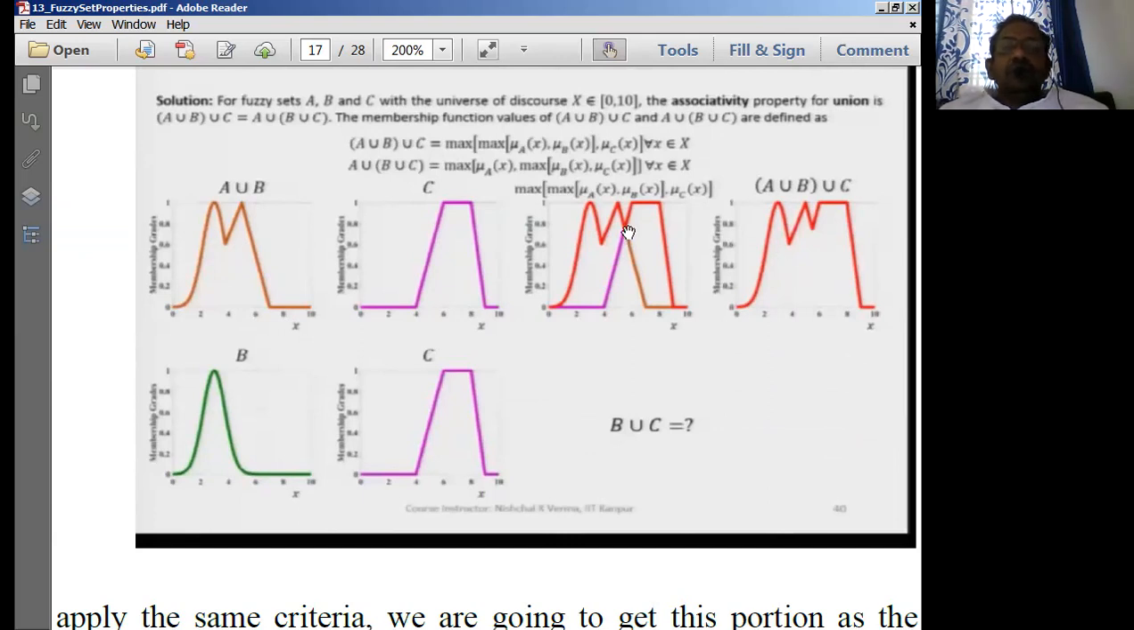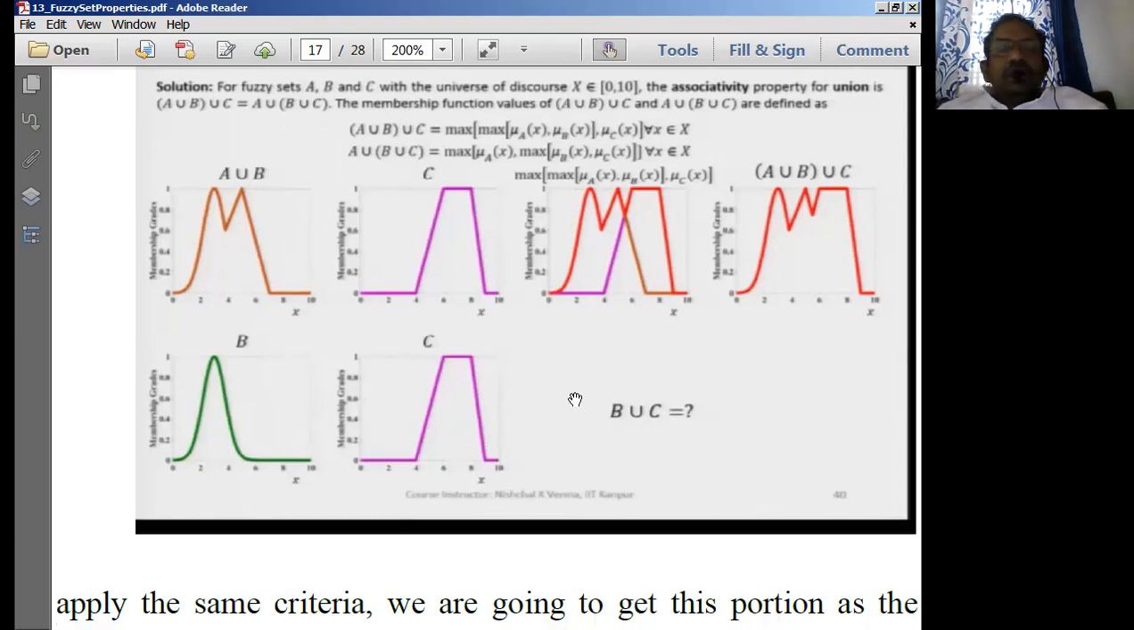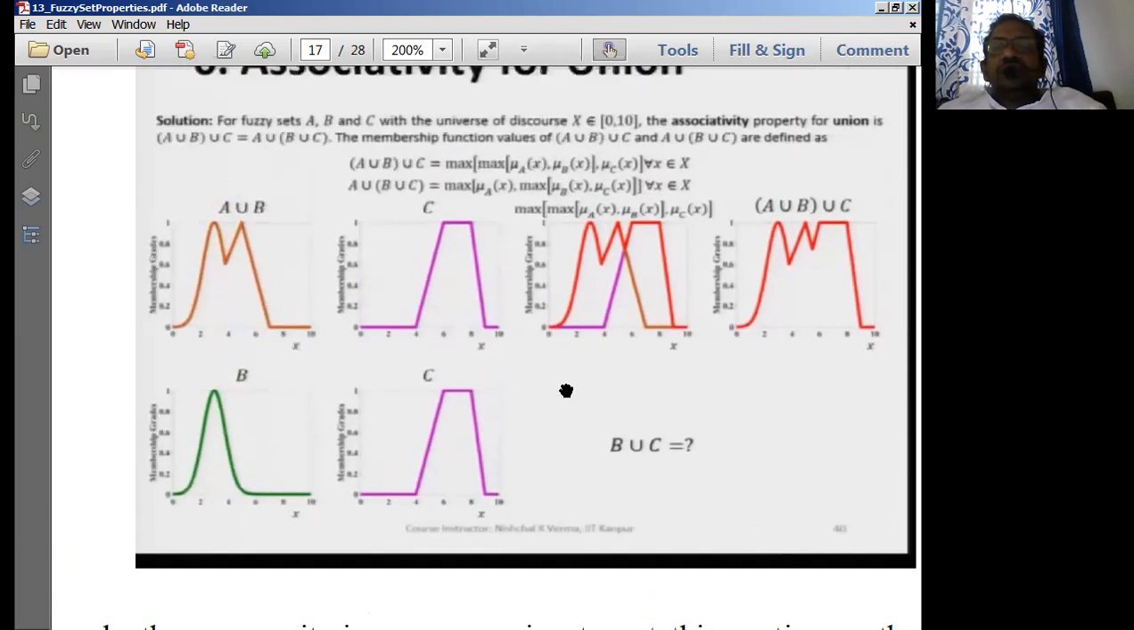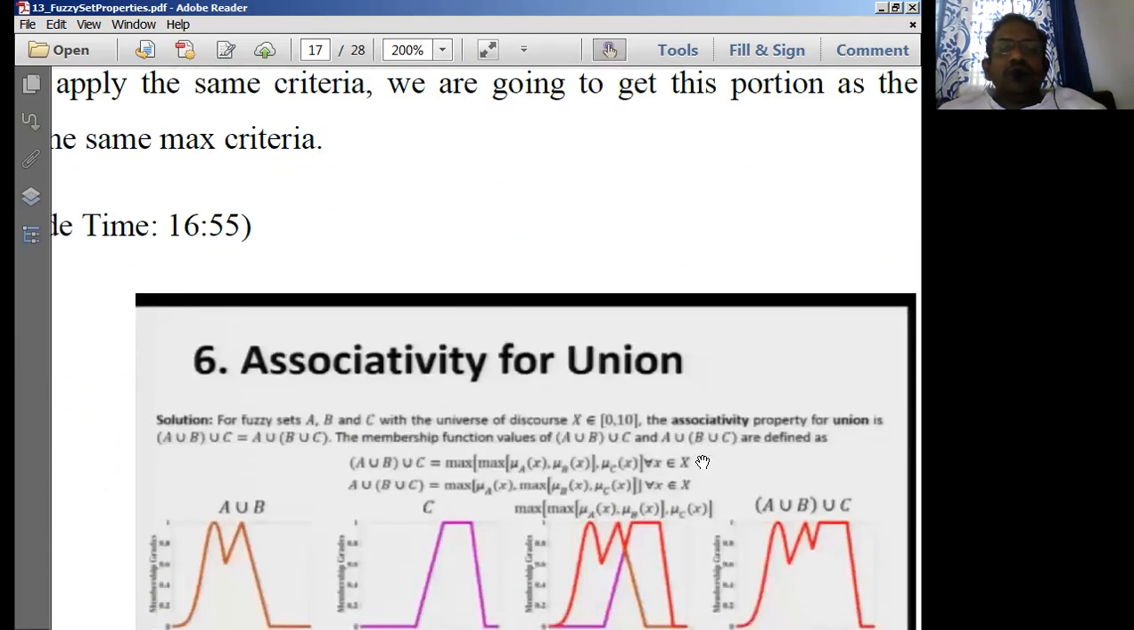So we have union. Union means whichever is bigger, that will be taken. Up to here, this A union B is the maximum. Then later on, C is greater than this, because this is decreasing and this is increasing. So up to here it will be coming here, then it is going to follow the function C. So this is the resultant called (A union B) union C. Then next we should cope up with the next function, A union (B union C). So B union C we have to find out. So what is B?